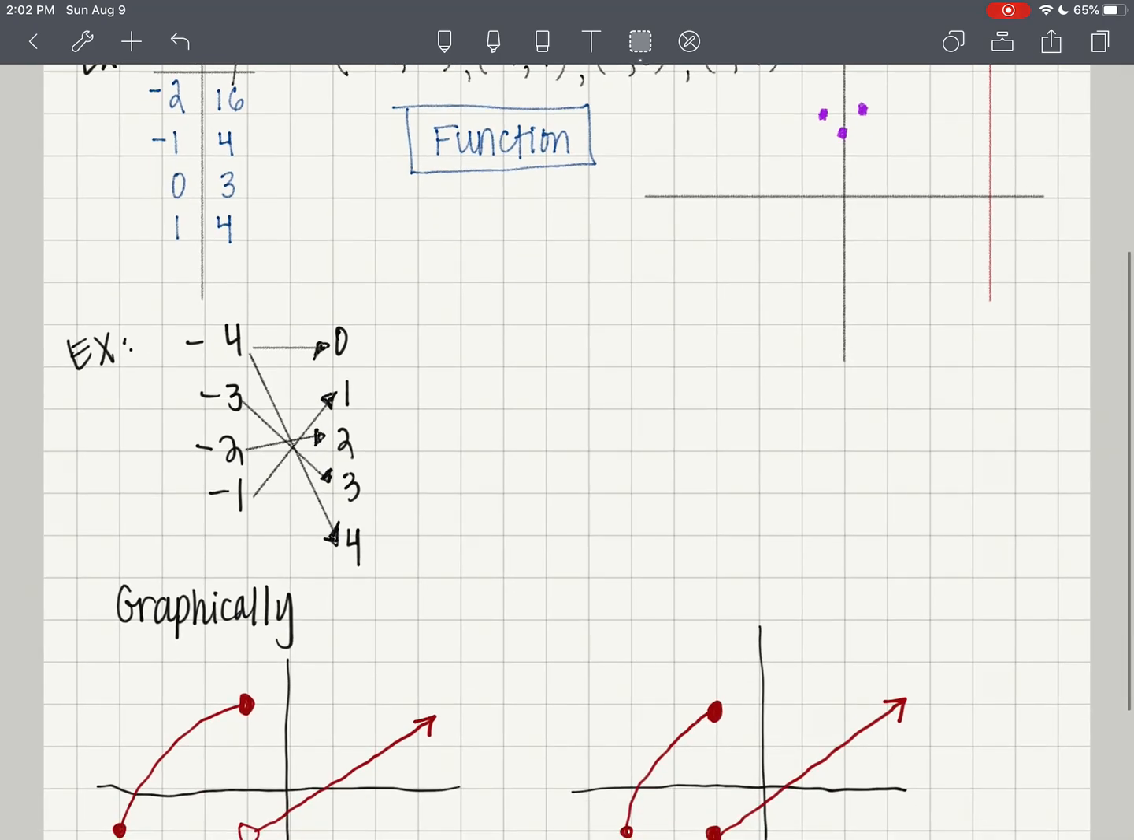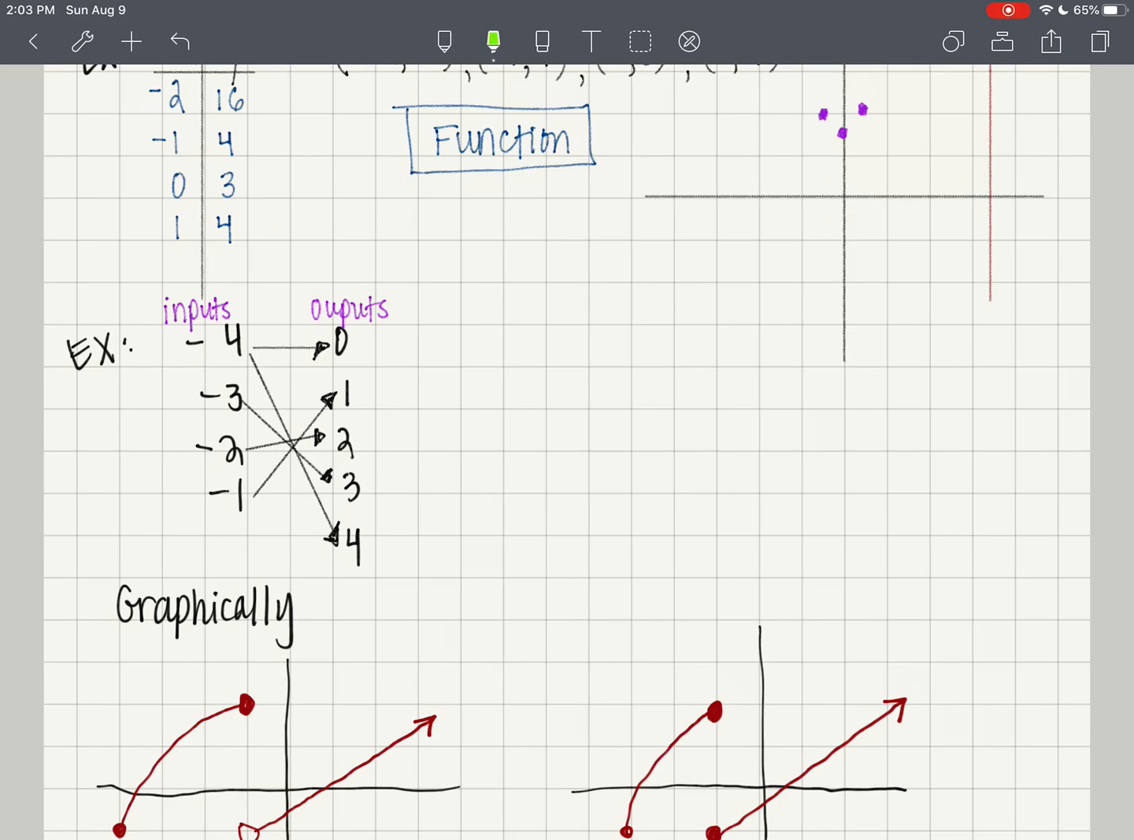Okay, here's another example. So this is a diagram that tells you your inputs and your outputs. Now I know that the inputs are on the left and the outputs are on the right because the arrow points to the outputs. So you put a -4 in and you get a 0 out. However, when you put a -4 in, you also get a 4 out. When you put a -3 in, you get a 3 out. When you put a -2 in, you get a 2 out. And when you put a -1 in, you get a 1 out.